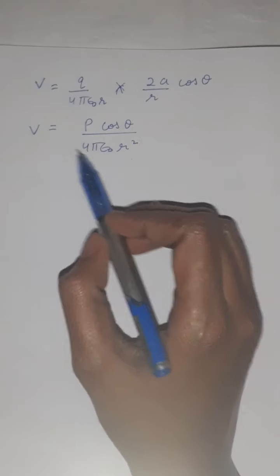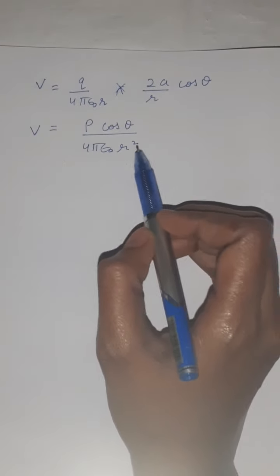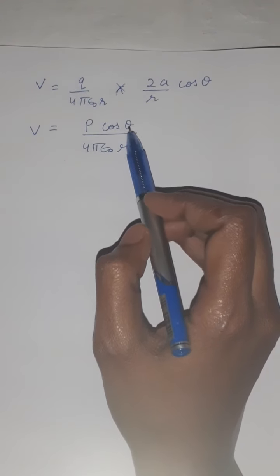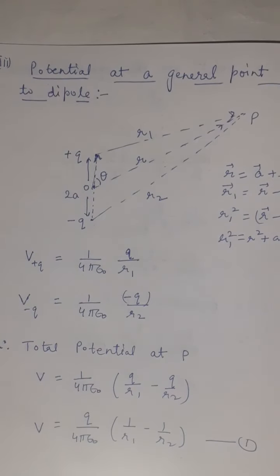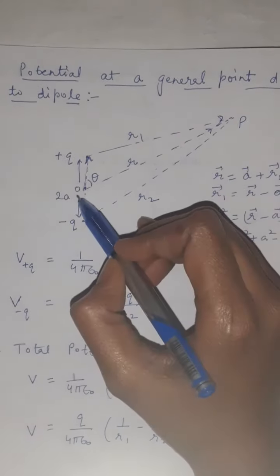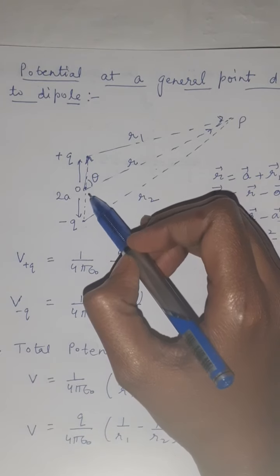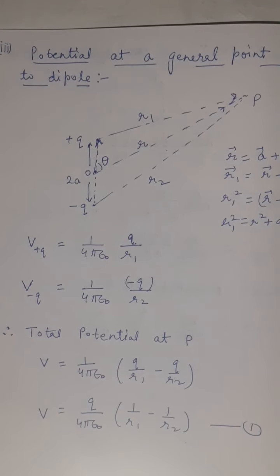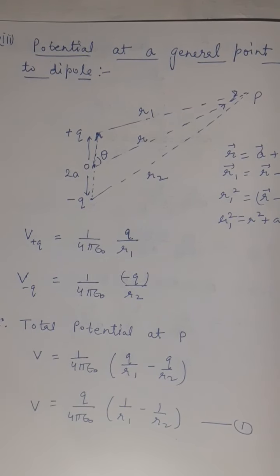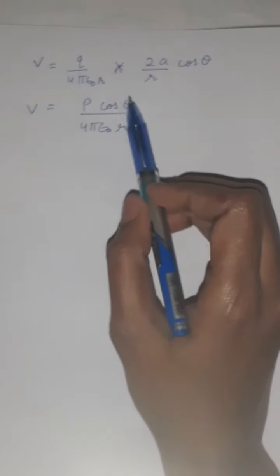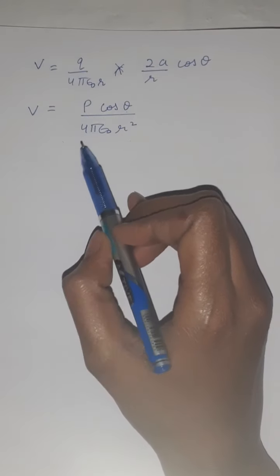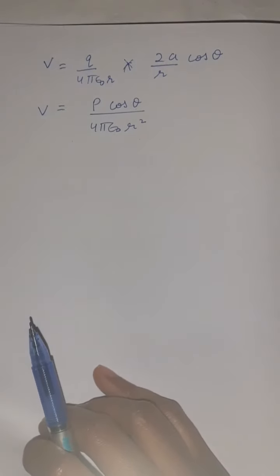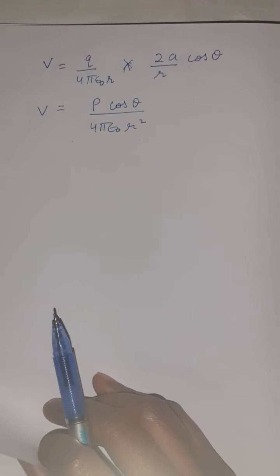We can reduce this equation to the first case as well as the second case. If theta is 0, then this point will be on its axial line. So if theta is 0, cos 0 will be 1, and this equation will become p upon 4 pi epsilon naught r square, which is the same as the potential at the axial position.